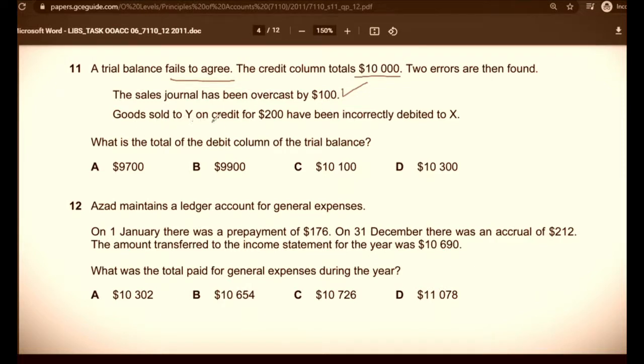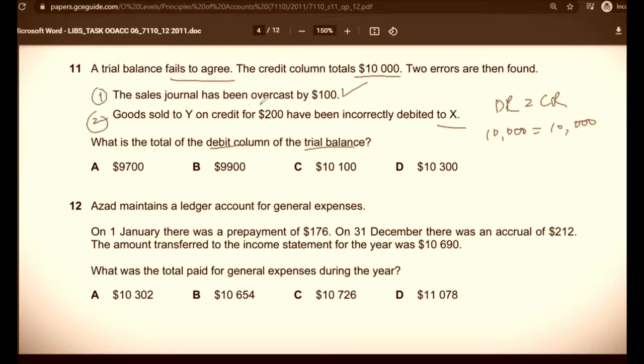Goods sold to Y on credit for $200 have been incorrectly debited to X. What is the total of the debit column in the trial balance? We need to calculate the total of the debit column of the trial balance. We would assume that debit is always equal to credit. We have been given the credit balance of $10,000, and we will take this as our base figure, $10,000. We would look into error 1 and error 2 now.